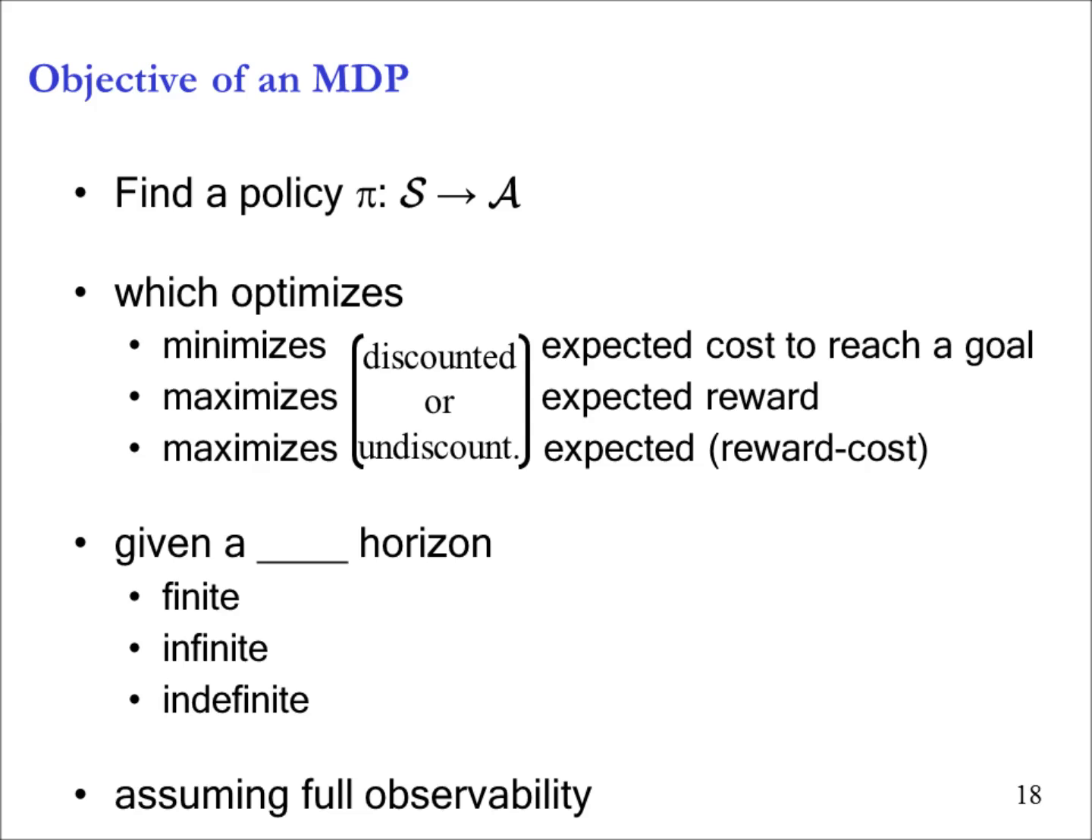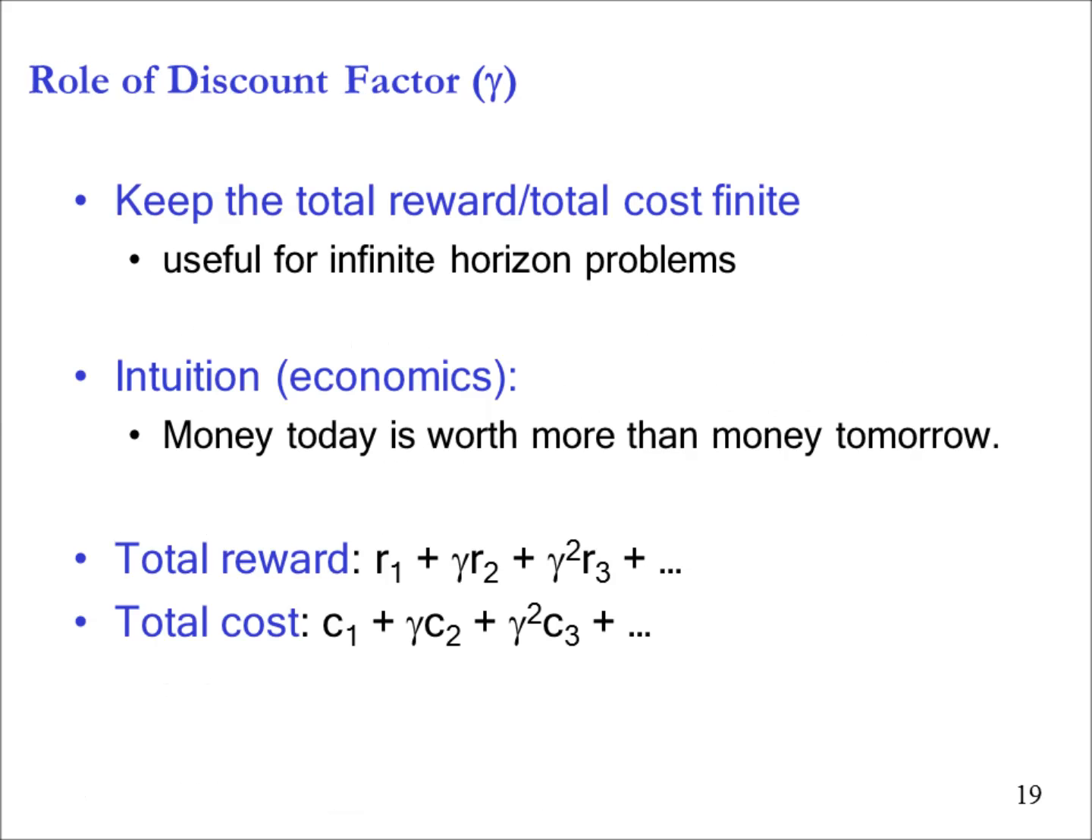So, yes? I didn't get the difference between finite and indefinite. Finite horizon says that I will go on for 10 steps or a fixed number of time points, and then I will stop. Indefinite says that I can go on for as long as I want until I have reached the goal. As soon as I reach the goal, I stop. So, what's the infinite one? The infinite one is I keep going, never stop. What's the point of... Yeah, I'm going to get to the point in a minute.